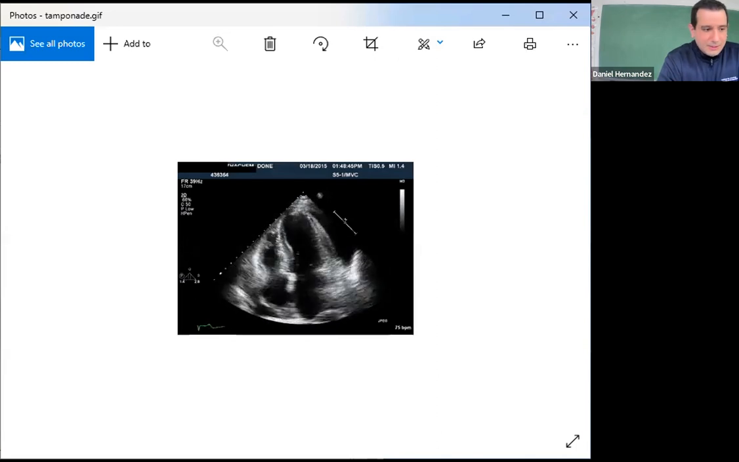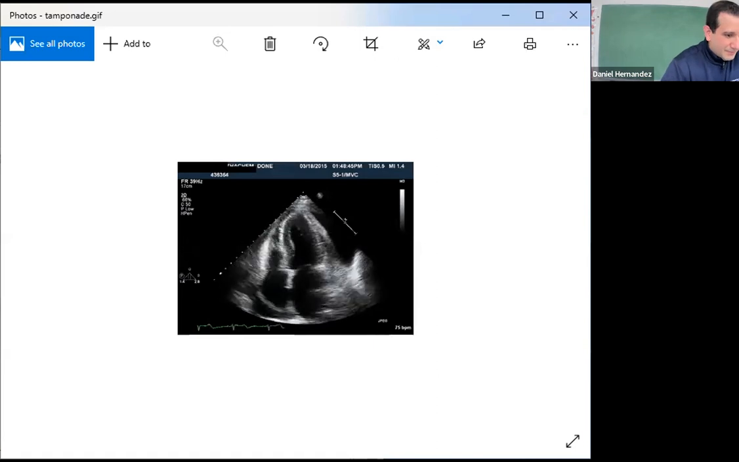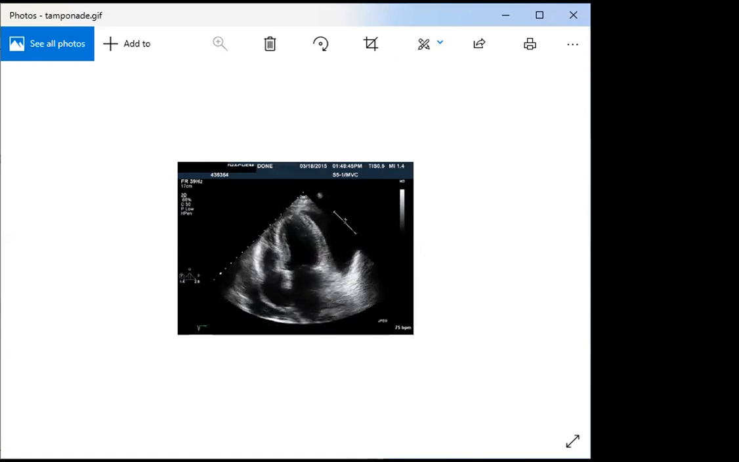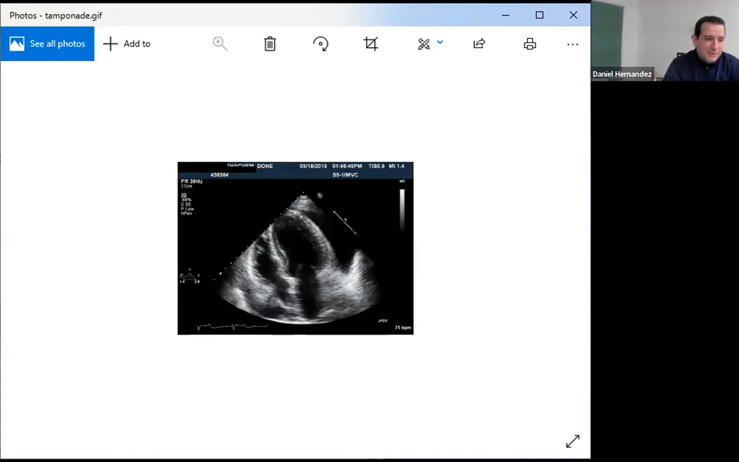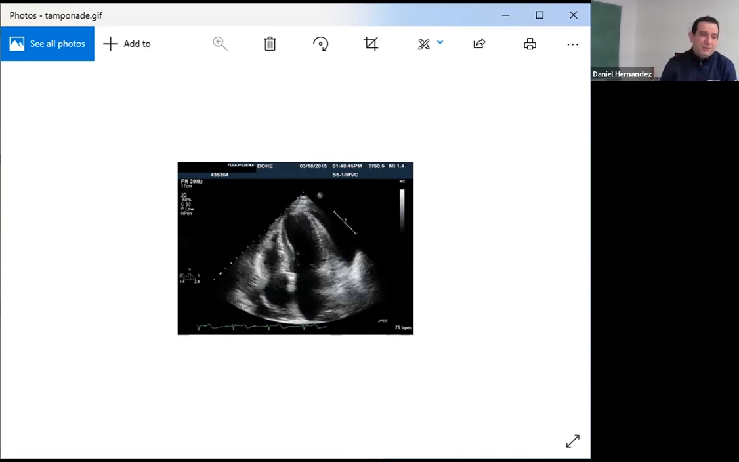All right. What do you guys see on this one? Would that be tamponade? Yep. Cardiac tamponade. What gives it away? RV collapse? Or RA collapse, I mean? Yep. I definitely see RA collapse. Looks like also a little bit of RV too. What else do you see?